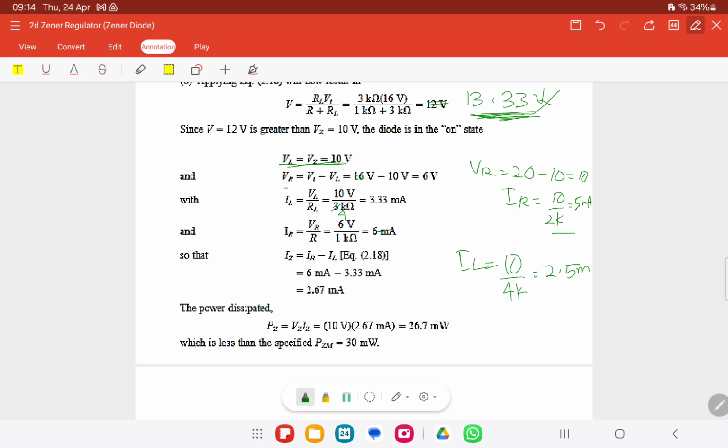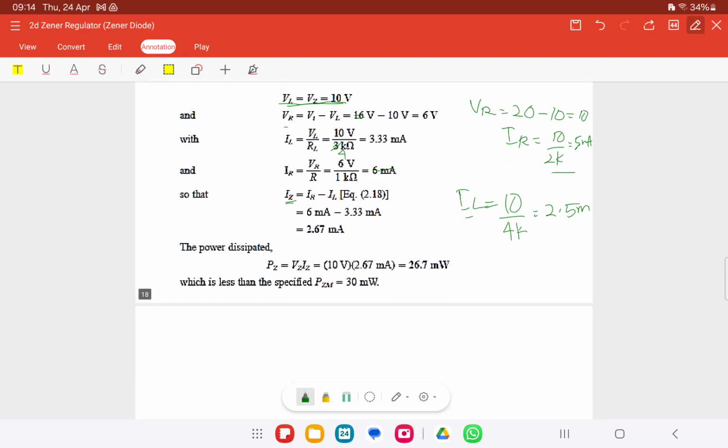Once we have IL and IR, we can get the IZ. So IZ will be 5 milli minus 2.5 milli. So you get 2.5 milli as well.